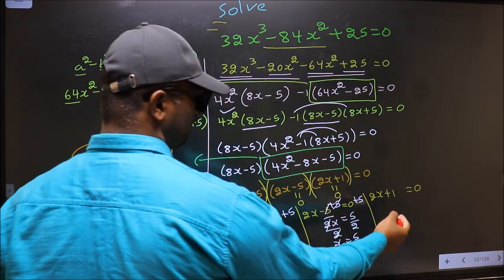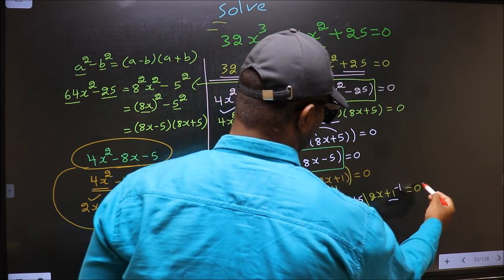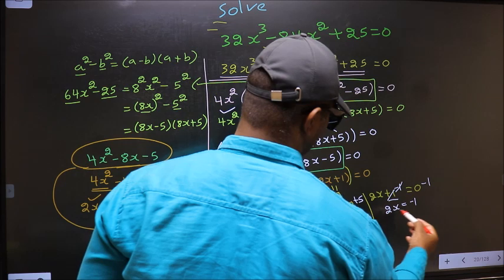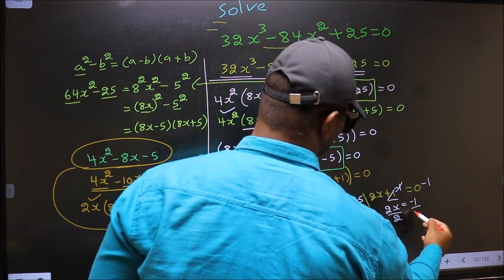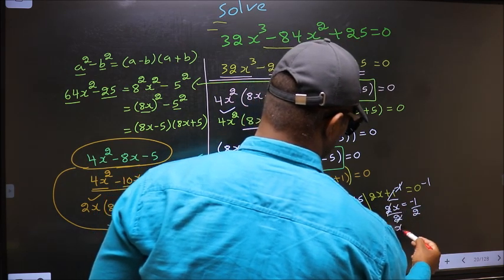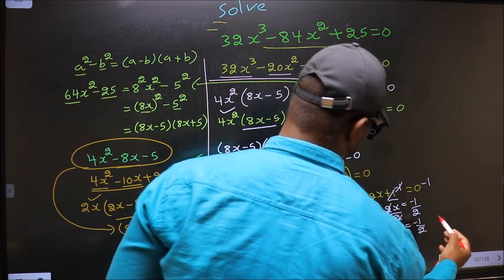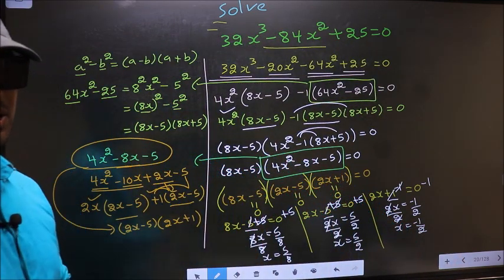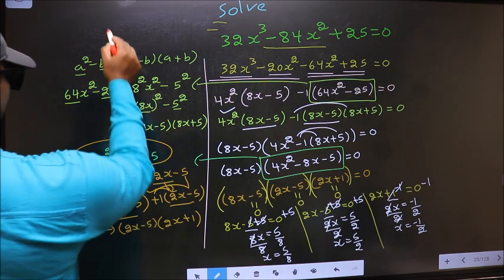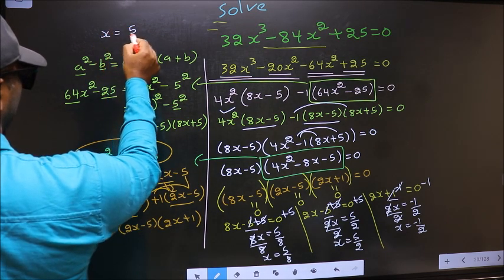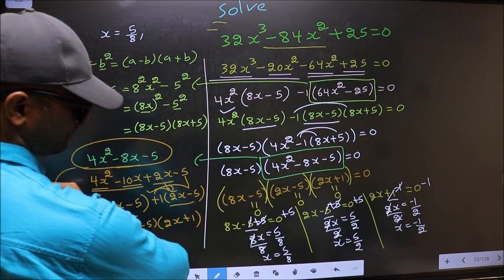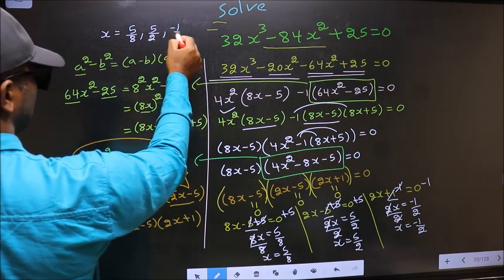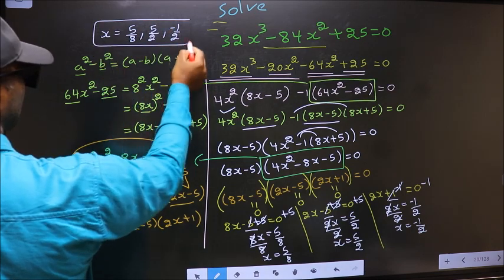Now here we should remove plus 1, so subtract 1. You get 2x equal to minus 1. Now we should remove 2, so divide by 2. You get x equal to minus 1 by 2. So the x values that we got are 5 by 8, 5 by 2 and minus 1 by 2. This is our answer.